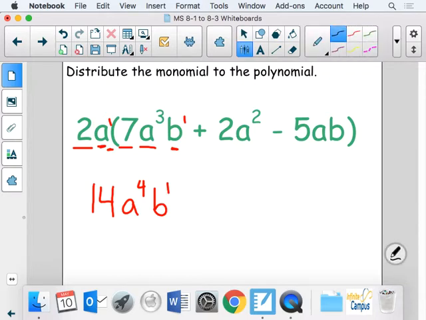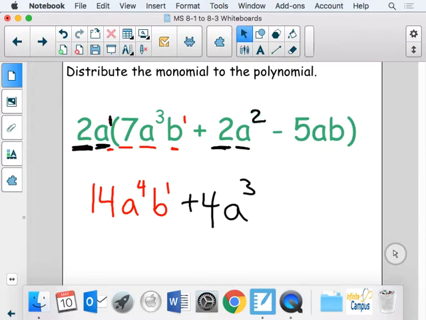The next term, I have 2 times 2, which is positive 4. A to the 1st power times a to the 2nd power makes a to the 3rd power. And then that's it for that term.